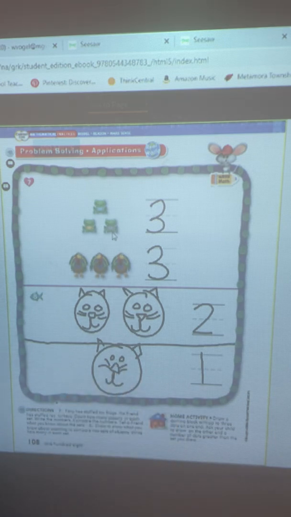Let's compare those numbers, 2 and 1. What do you know about those numbers? Which number is greater? Which number is less? Are they equal? If you can answer those 3 questions, you have done a fantastic job in Chapter 2.